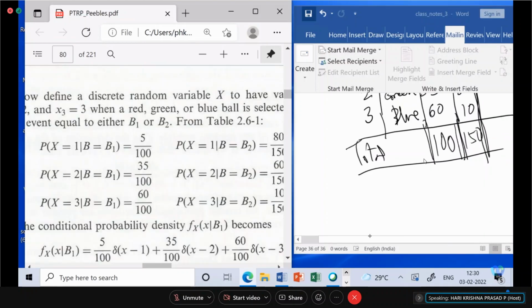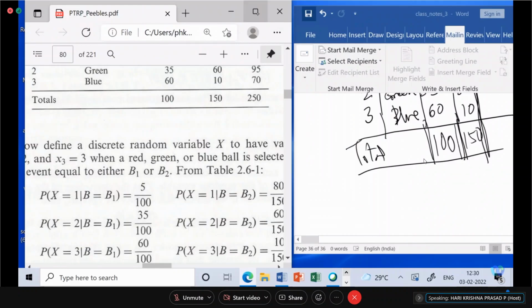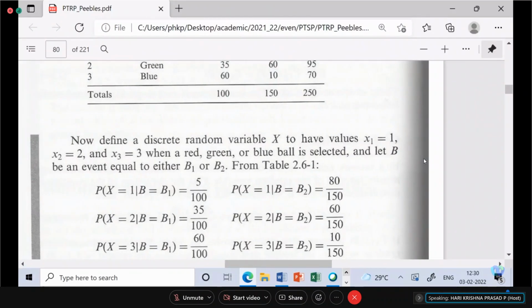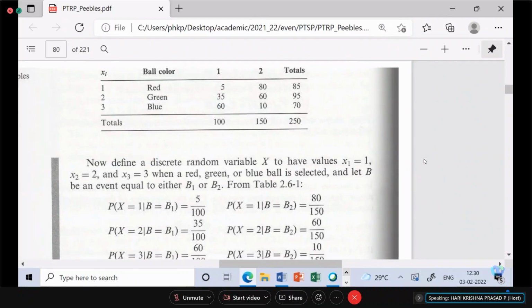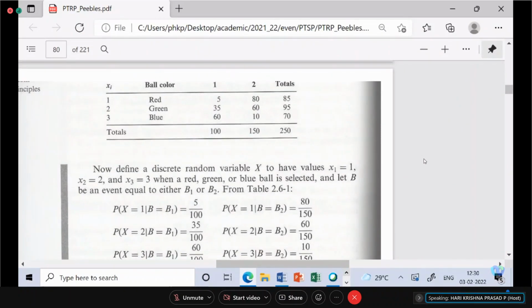Now, let me relate this concept to the conditional probabilities. Yes. Now, random variable x refers to the ball being selected. Now, you see, suppose I select box 1. From box 1, what is the probability of selecting a red ball? How many red balls are there in box 1? There are 5 red balls in box 1.